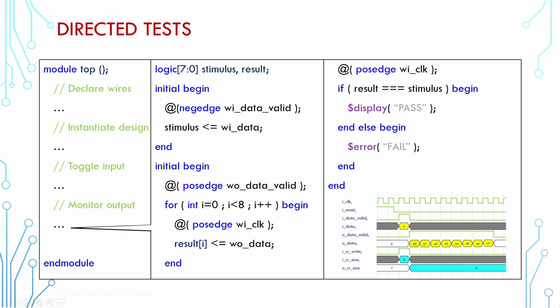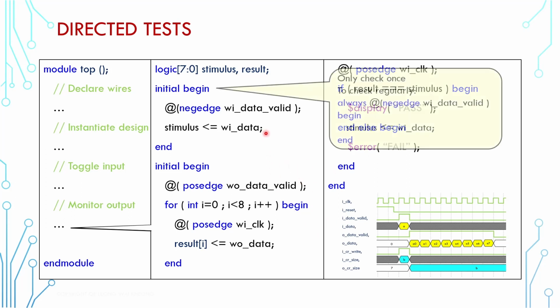Now let's talk about something more sophisticated. First thing first, this is meant to be a simple test. You have to accept it as is. From that ground, let's see how to make this test better. Number one, this test only handles one stimulus. To handle more than one stimulus, we can use an always block. This is an easy one.